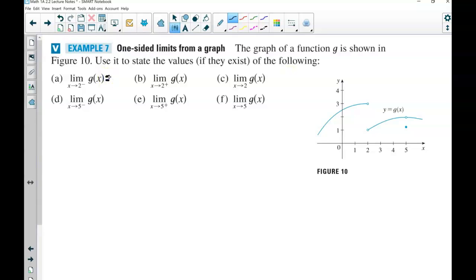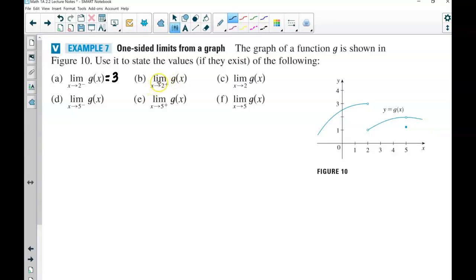This asks: what is the limit as x approaches 2 from the left of the function g of x? So here is the function g of x, okay? And we're approaching the value of 2 from the left. So as we approach the value of 2 from the left, this function is on the left-hand side, and the output up here is the value of 3, as we're approaching it from the left. So that equals 3.